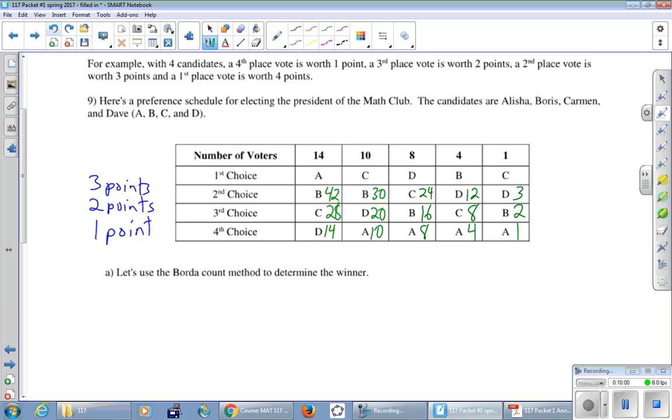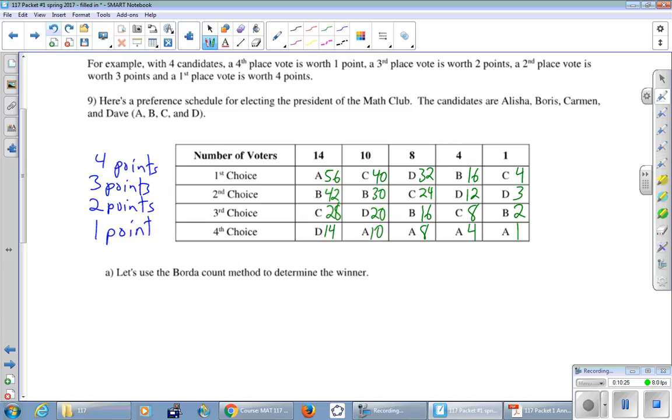And then finally, the top row, 4 points for every first place vote. And so here we got 14 people, each giving A 4 points. So we do 14 times 4. That is 56. 10 times 4 is 40. 8 times 4 is 32. 4 times 4 is 16. 1 times 4 is 4.